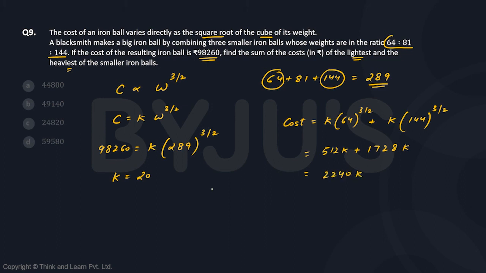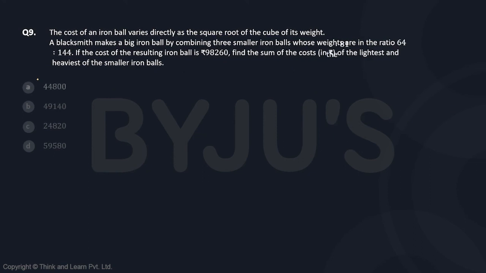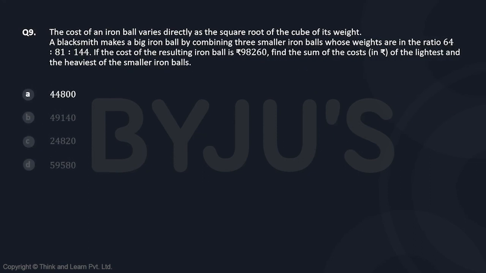2240K. Put the value of K as 20. So 2240 multiplied by 20, and this should be the total cost. So that is 44800. So 44800 should be the answer. Looking at this one among the options, yes, the correct answer should be option A. And yes, it is. Alright, so that was a pretty easy question.